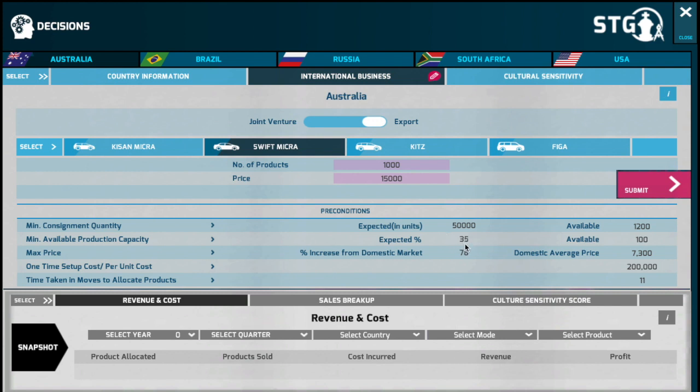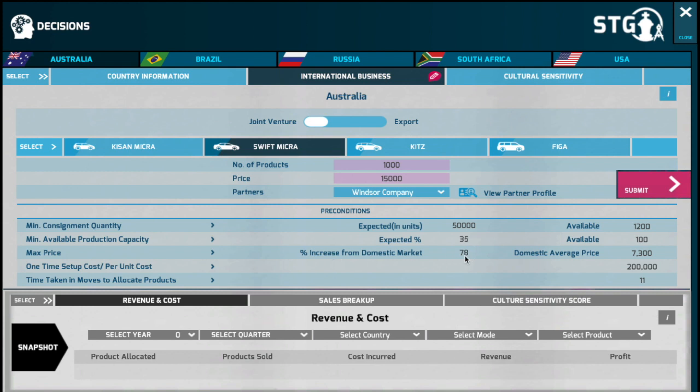Here in this case, you're required to maintain a minimum of 35% of available capacity in order to export your products to the international markets, and at the same time the joint venture partner would also require the same minimum production capacity. The max price percentage increase from the domestic market indicates the price arbitrage that you have when you're trying to export or look at international markets.